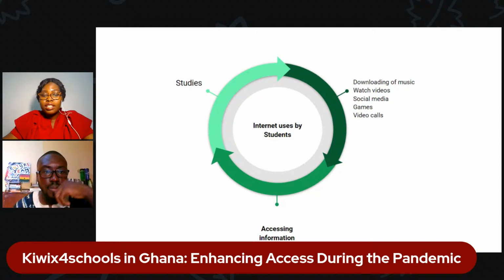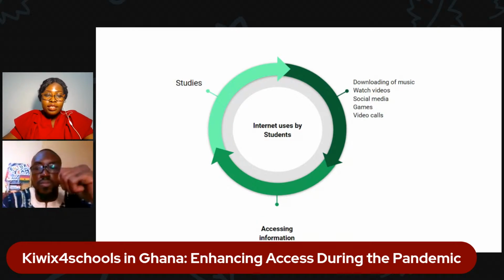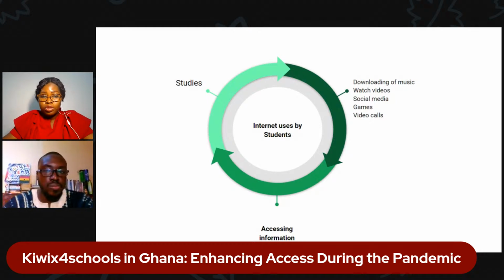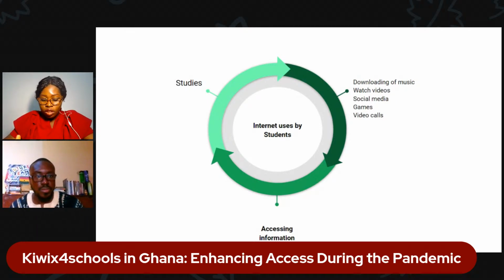So whenever they needed information and they had the opportunity to have a cell phone, they would just browse something that they are interested in to look for that information. And other students said they also used the internet to study whenever they had the opportunity to. So these were some of the feedback that we got in terms of internet uses.